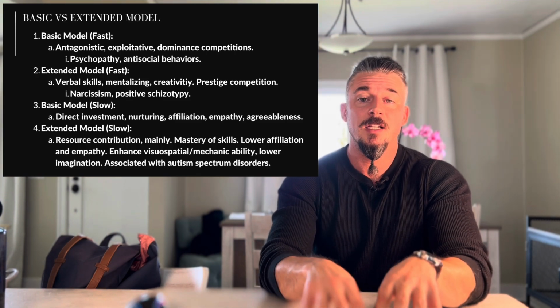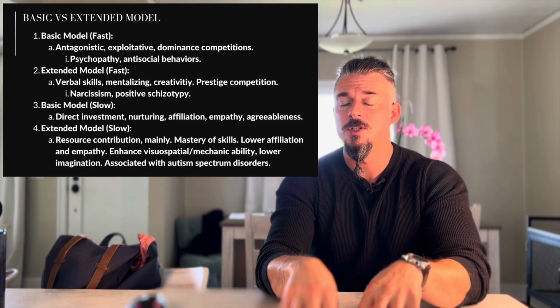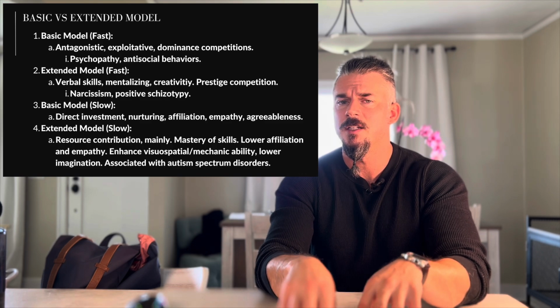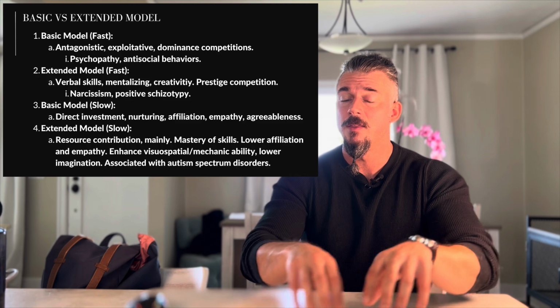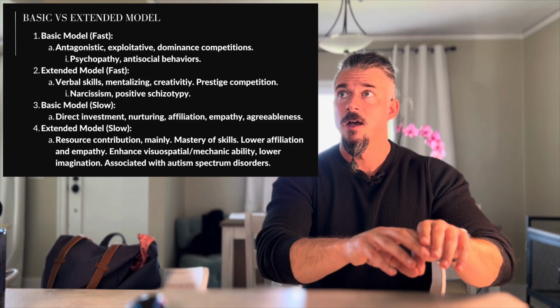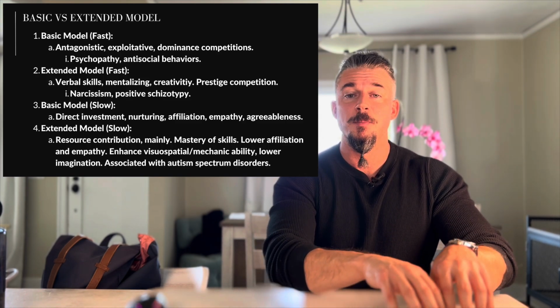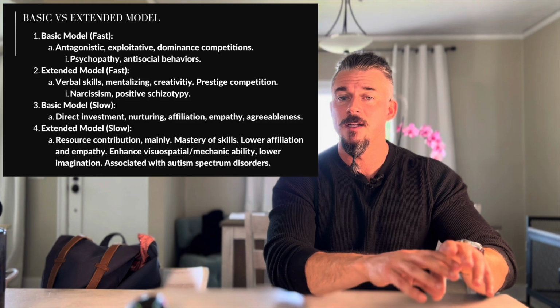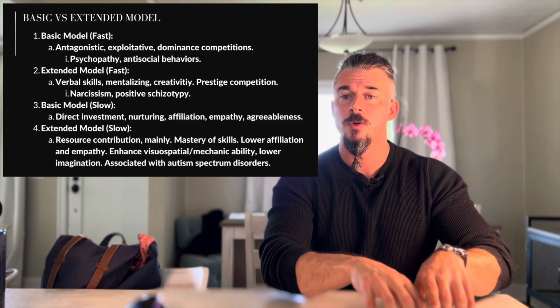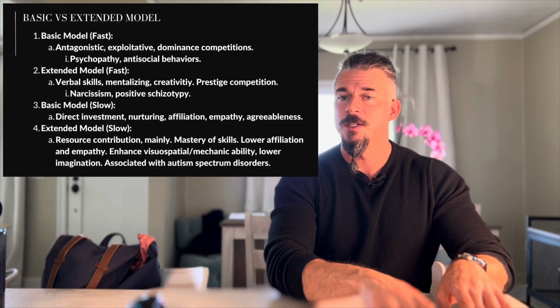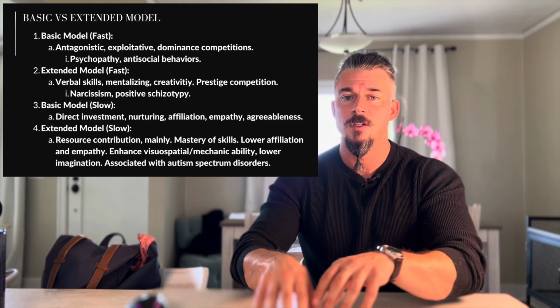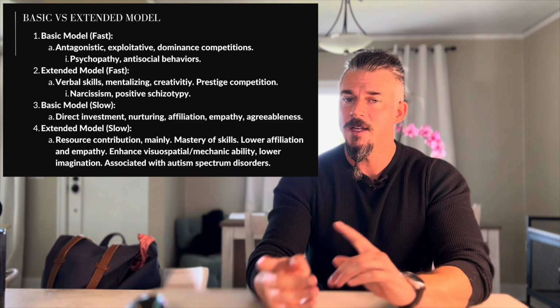It's antagonistic, exploitative, these dominance competitions, and it's associated with psychopathy, antisocial behaviors. In the extended model, this fast life history, then we add that other dimension, don't we? Where there's that kind of creative, mentalizing aspect of it, right? So higher verbal skills, mentalizing, creativity. Here's where you see a prestige competition, right? So the dominance competition fast, the prestige competition fast as well, but expressed differently.